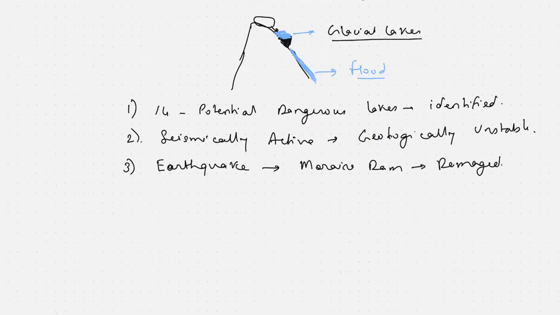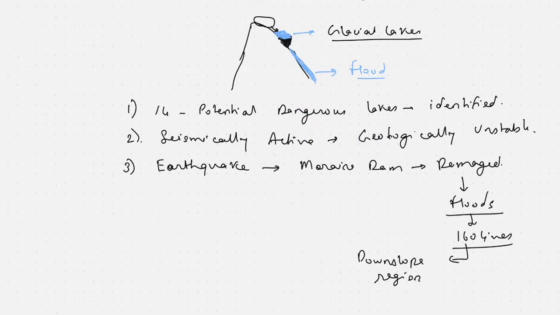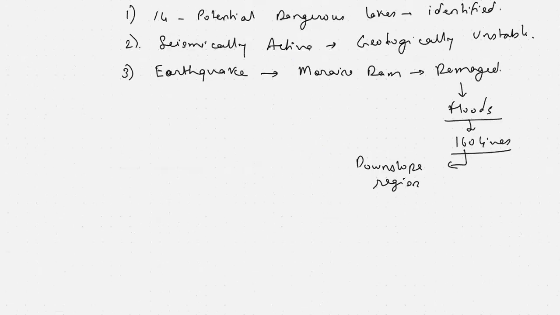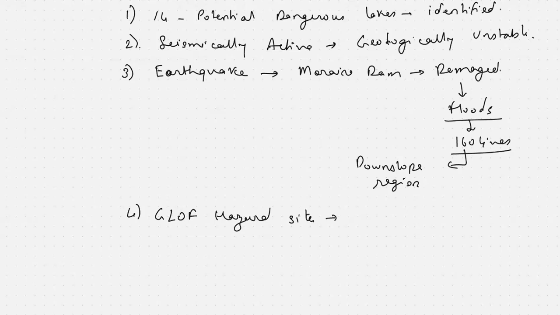It took more than 160 lives in the downslope region, and there was large scale destruction of infrastructure. So this is one of the regions which we need to identify, and we need to look at the various GLOF hazard sites which need to be identified, and they have to be taken care of.